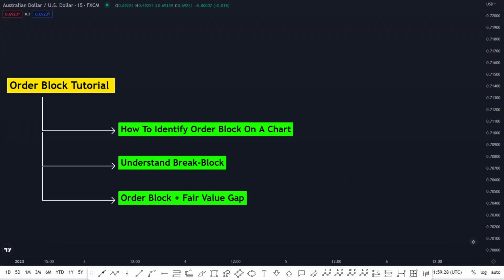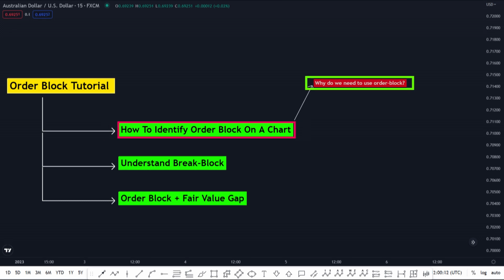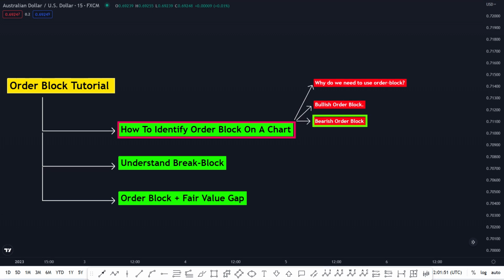In this tutorial you will learn how to identify order blocks on a chart, and the main reason behind why we need to use order blocks on a chart. You will learn how to identify a bullish order block. I have realized that most traders can't make a vice versa pattern, so you will also learn a bearish order block just to help you improve your trading style. And finally we will do a few examples on a real market chart so that you can see what we are talking about.